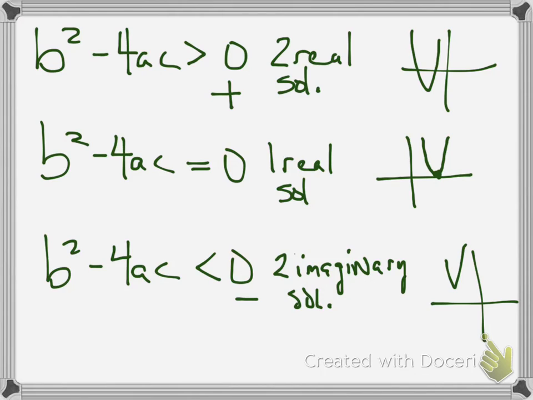It tells us that if you have a positive answer, whatever that answer may be, greater than 0 just means a positive answer, you have two real solutions. If you have it equal to 0, you have one real solution, and if you have it less than 0, which is a negative answer, you have two imaginary solutions.